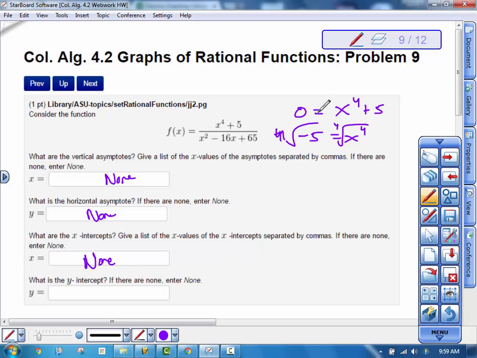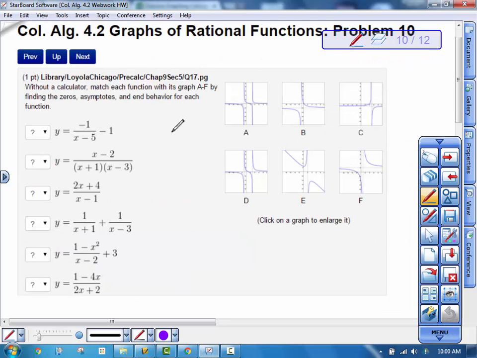The y-intercepts occur where x is 0, so there are y-intercepts. Plug in 0 for x and you get 5 over 65. Okay, this is a really good one to practice.